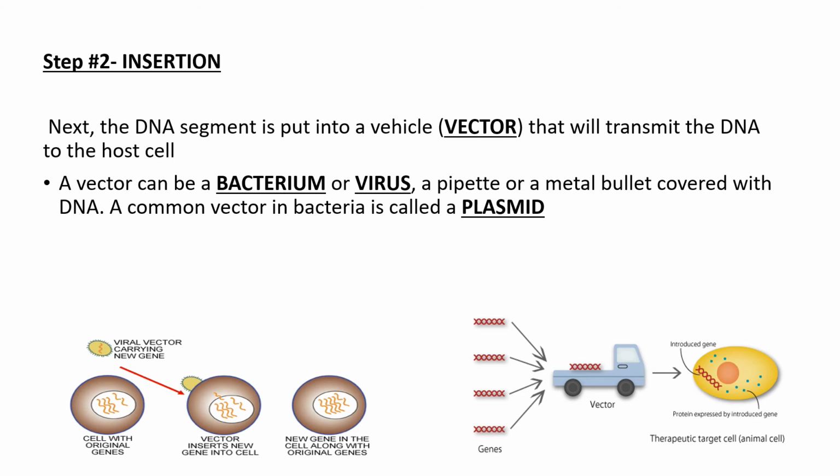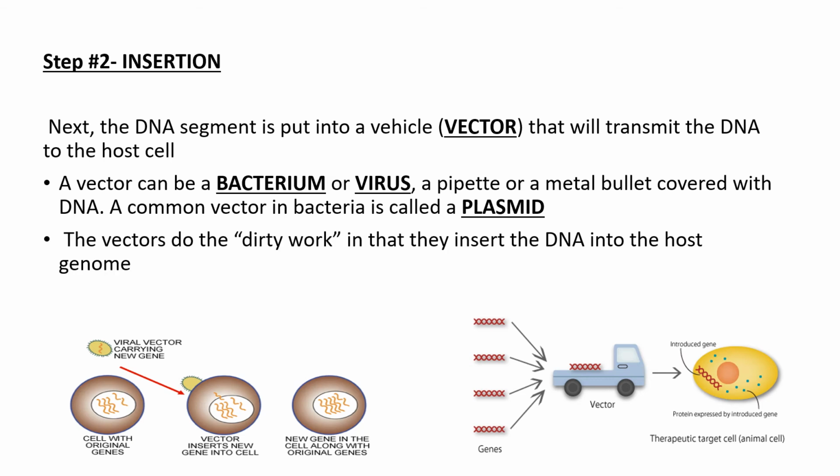Okay. A common vector in bacteria is called a plasmid, and it's basically a separate little ring of DNA that is present within the bacterium so that it doesn't actually interfere with the bacterium's own DNA. And it's just a separate ring to basically get it into the cell that you want. So the vectors do the sort of dirty work because they actually insert the DNA into the host genome. So you don't want to disrupt the cell by actually getting in there and cutting, because you don't want to do damage to the cell that you're trying to get the new DNA into.